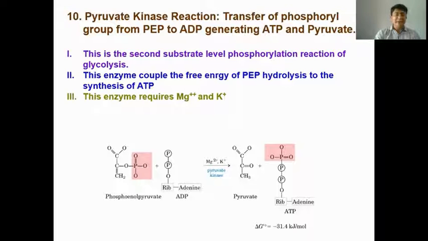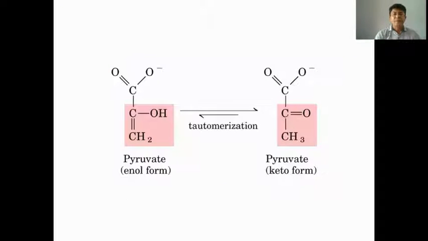The pyruvate kinase reaction is the last step where the transfer of phosphoryl group from phosphoenol pyruvate to ADP occurs, thereby generating ATP and pyruvate. This is the second substrate level phosphorylation reaction of glycolysis. This enzyme couples the free energy of phosphoenol pyruvate hydrolysis to synthesis of ATP. This enzyme requires Mg2+ and potassium ions. So pyruvate undergoes tautomerization from enol form to keto form.